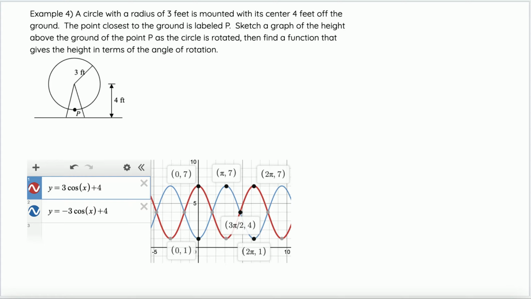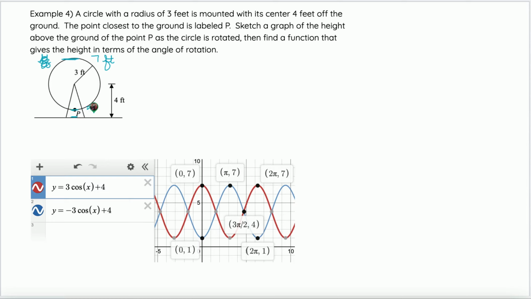Let's talk a little bit about this. I know that from the ground to the highest point is going to be 7 feet. We'll put it over here. I know that from the ground to this particular point is 1 foot. So 4 feet plus the 3 feet radius is giving us that 7 feet. So when I'm looking at the graph itself, I'm going to take a quick look at the blue graph down below. I see that the point at which my graph is starting is at 0, 1. So this is going to be point P.